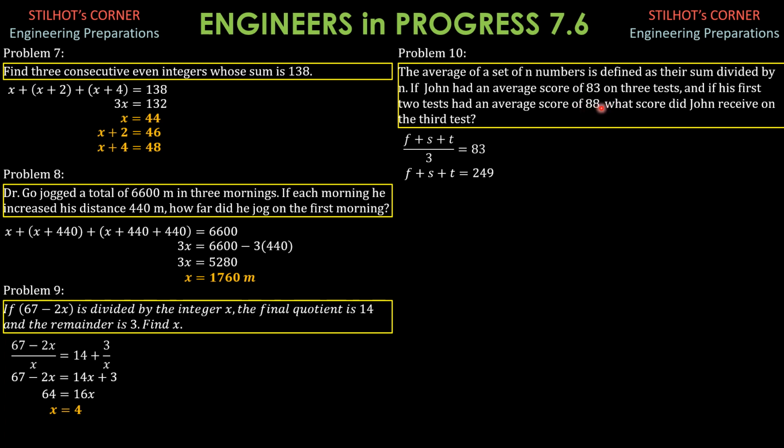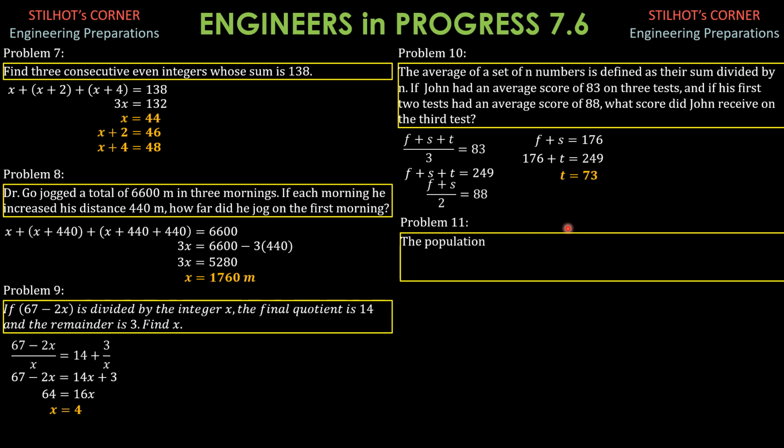Then from this statement, his first 2 tests had an average score of 88. First plus second divided by 2, there are 2 tests, the average is 88. So f plus s over 2 is 88. So f plus s is 2 times 88, 176. Substitute it into this equation here. f plus s is 176 plus t equals 249. Then the score that John received on the third test is 249 minus 176, and that is 73.